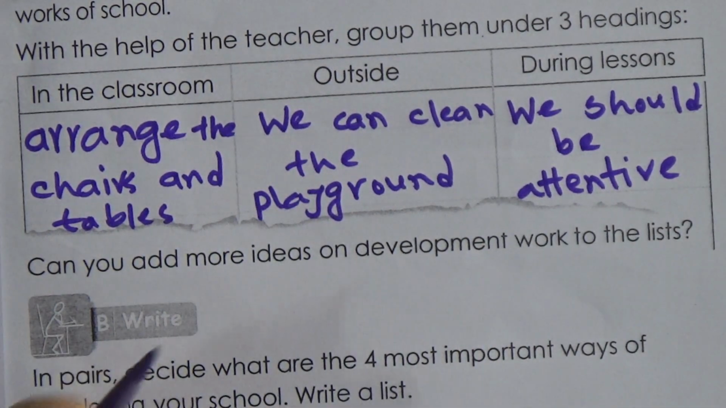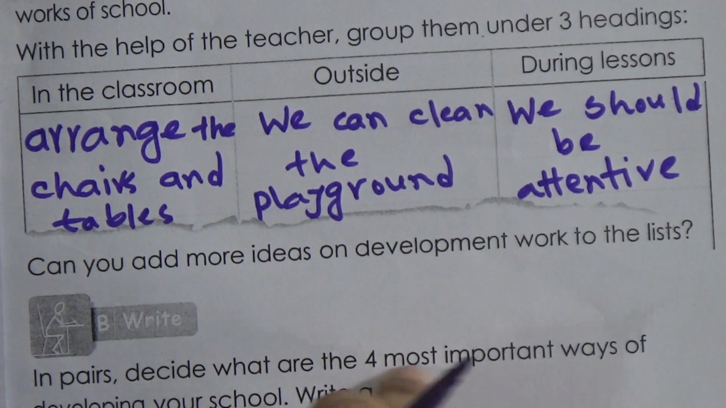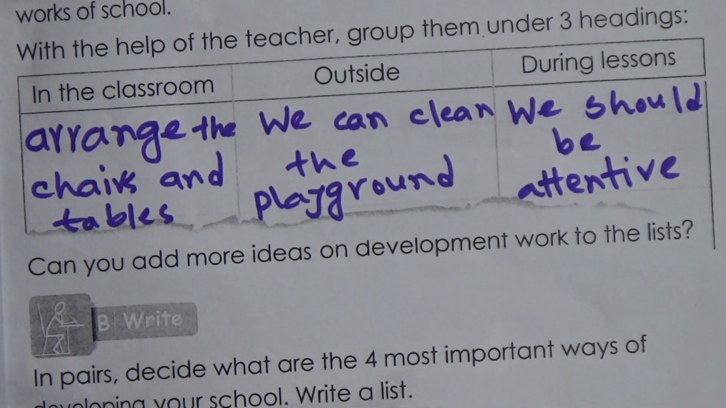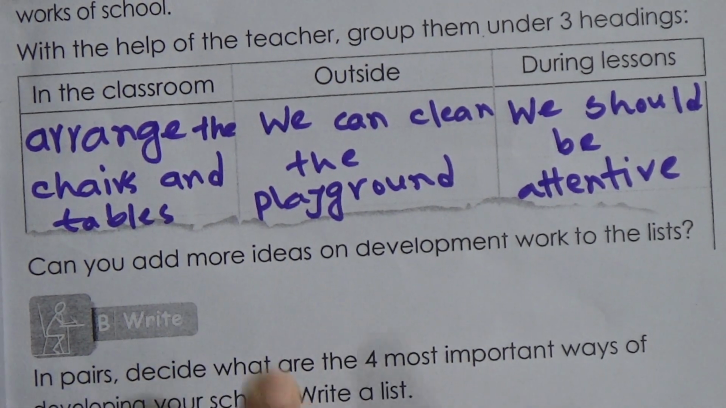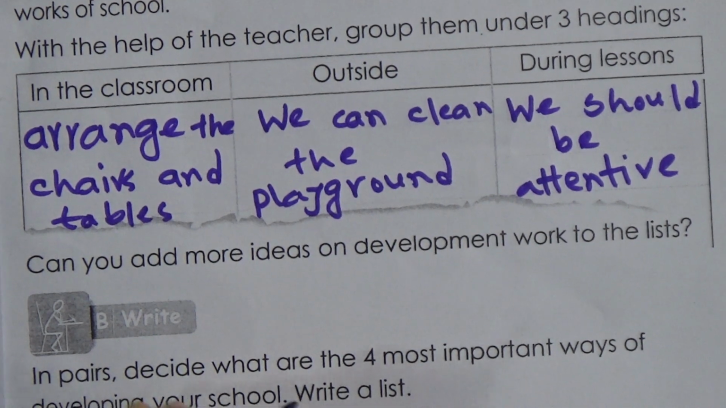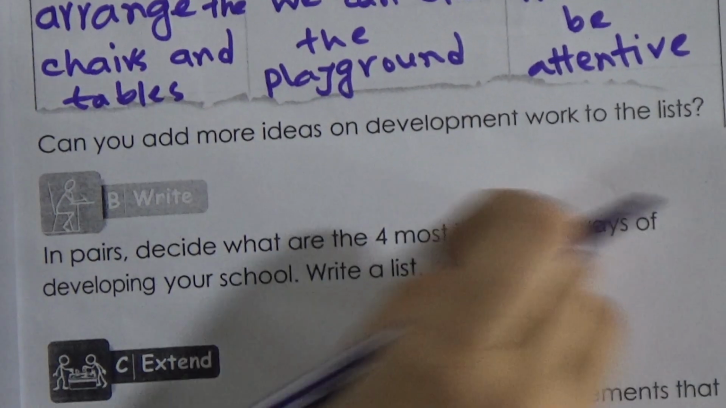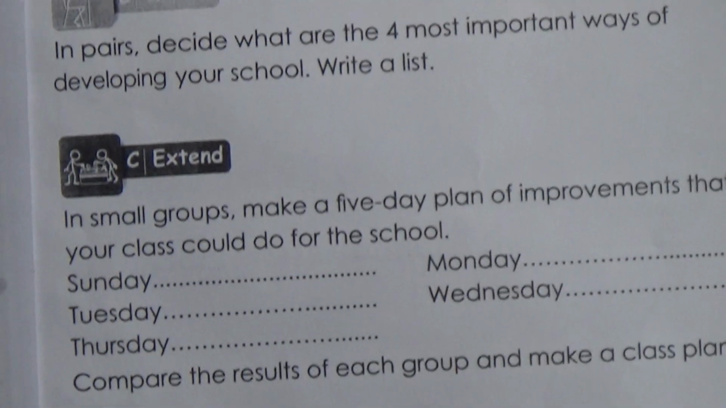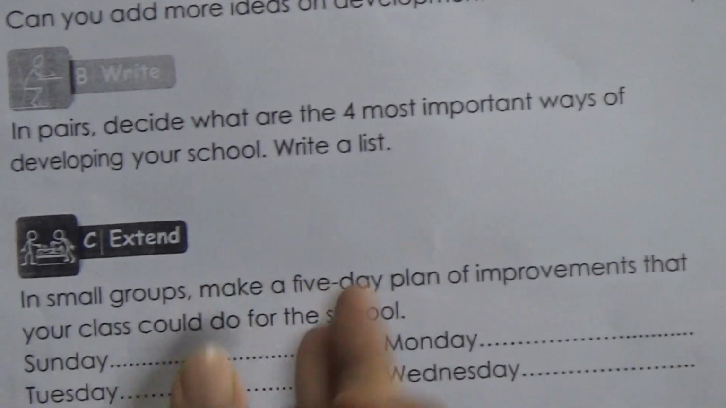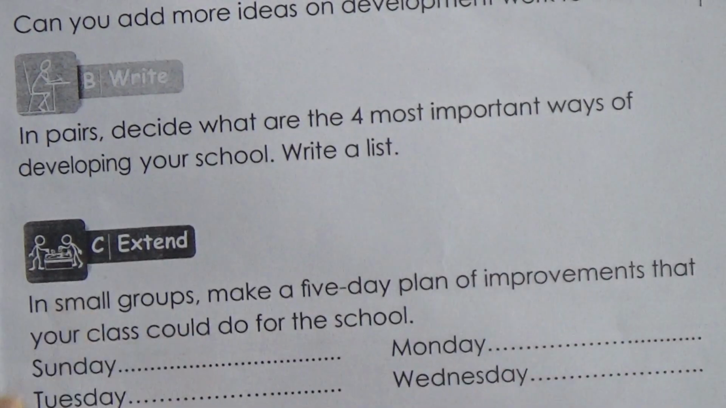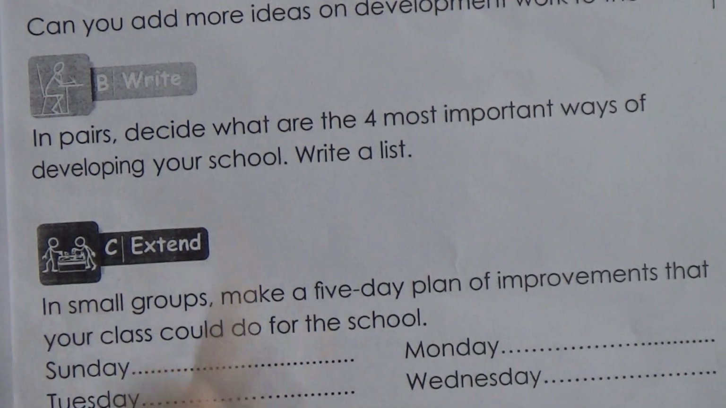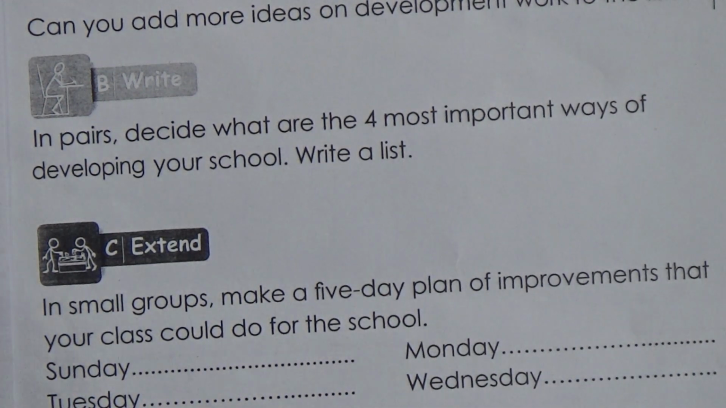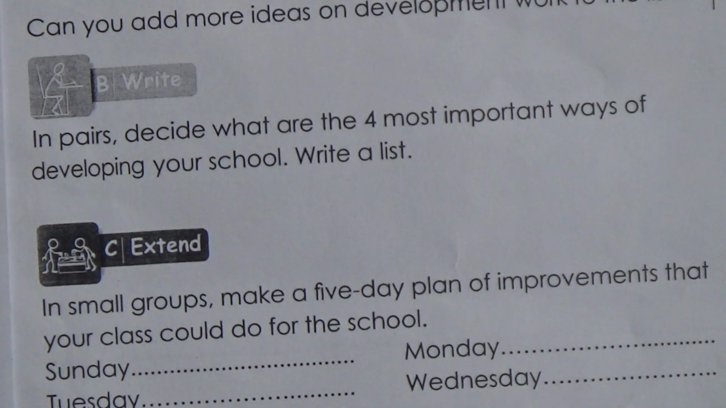And in number B, in pairs, decide what are the 4 most important ways of developing your school. Write a list. So you, dear students, think by yourself and write down what are the most important ways of developing your school. What do you think? You will make a list at your home, and you can show it to your mother or father, so that you know whether it is okay or not. Okay.